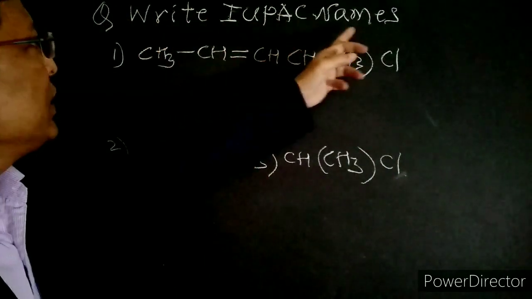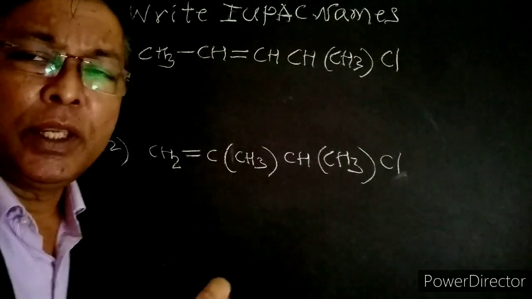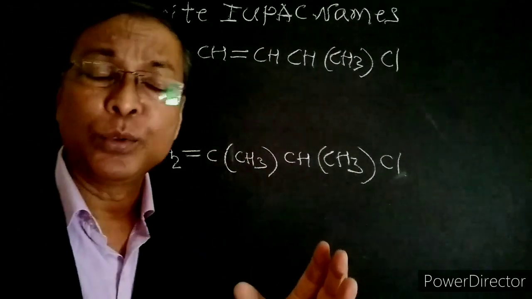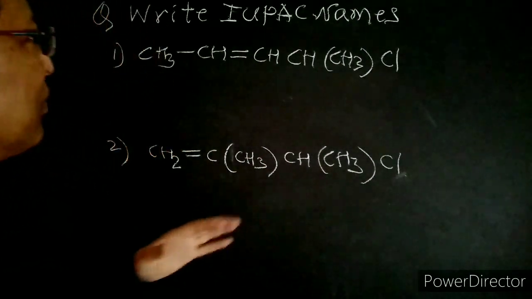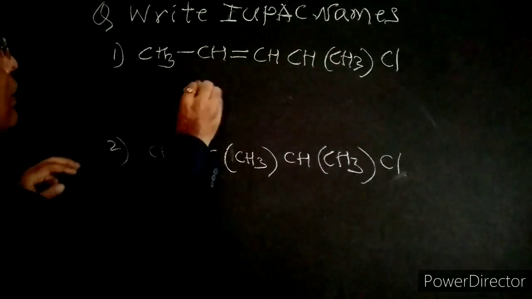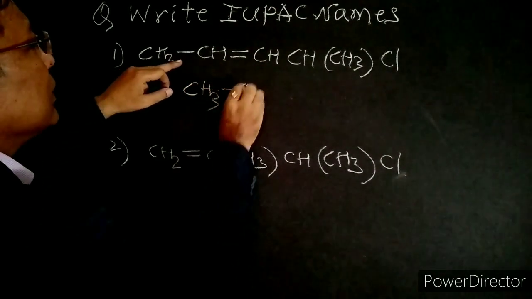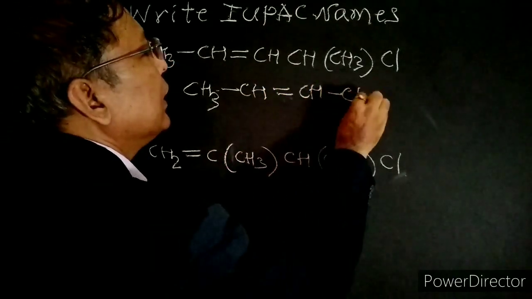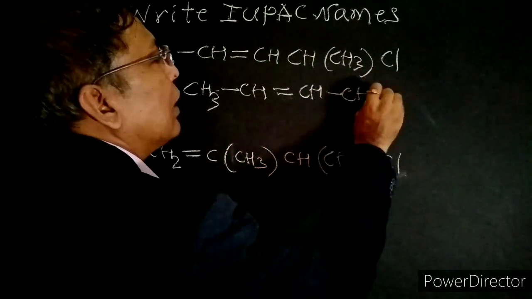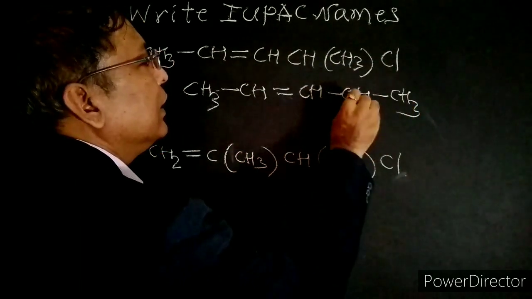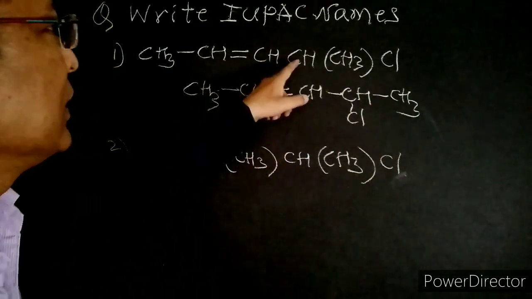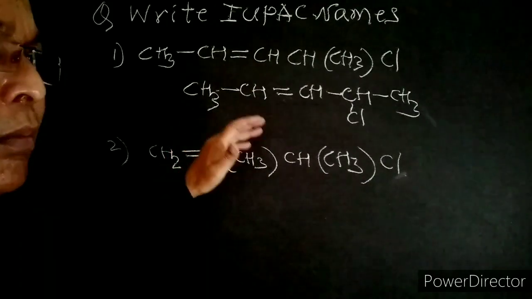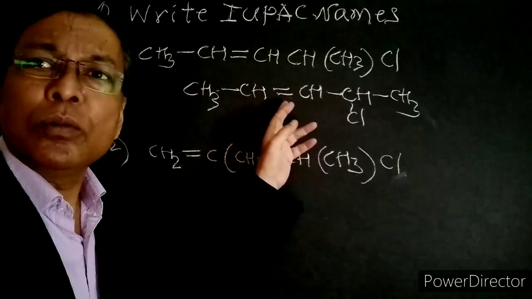Write the IUPAC name of this structure. When they give a structure and ask for the IUPAC name, the first thing we have to do is write it in a simplified manner. I write it simply: this is CH double bond CH, and this is CH, and I write CH3 here as a substituent of this carbon atom. And we should start numbering from the side which is near to the multiple bond.